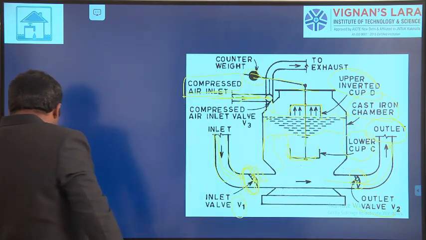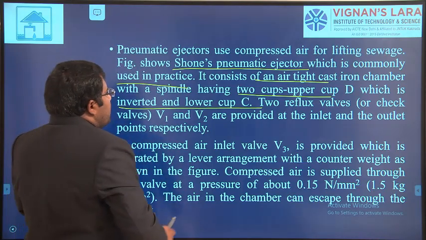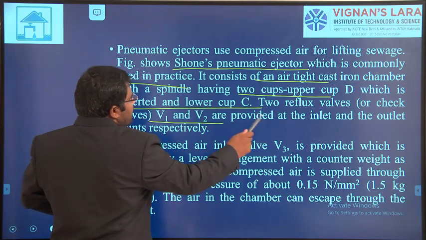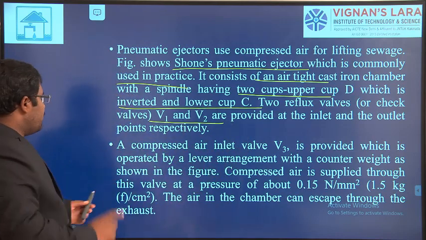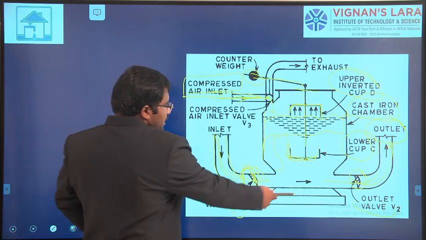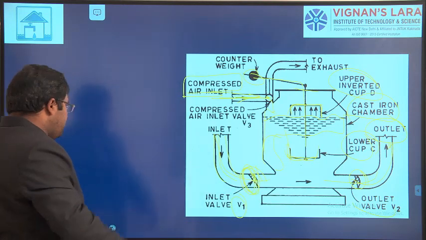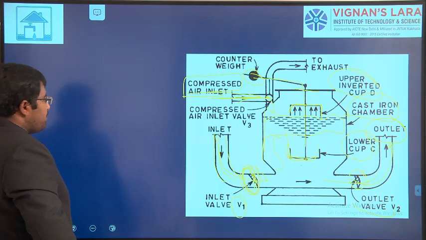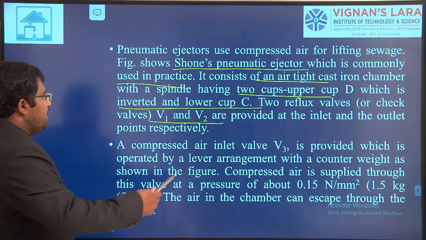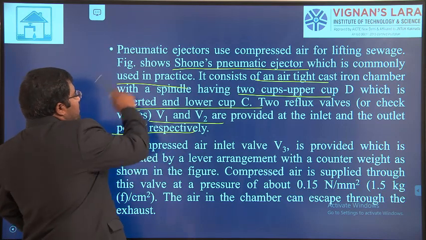Okay, understood? Next, the two reflex valves V1 and V2 are provided at the inlet and outlet. So at the inlet and outlet, this is the inlet V1, and that is the outlet V2, provided at the inlet and outlet points respectively.